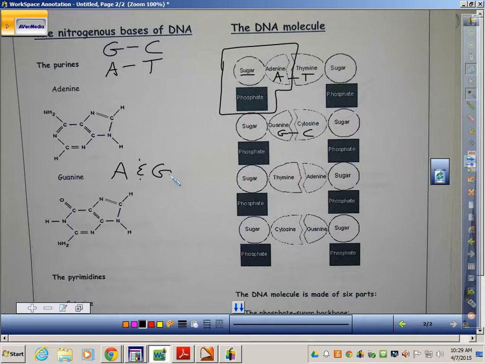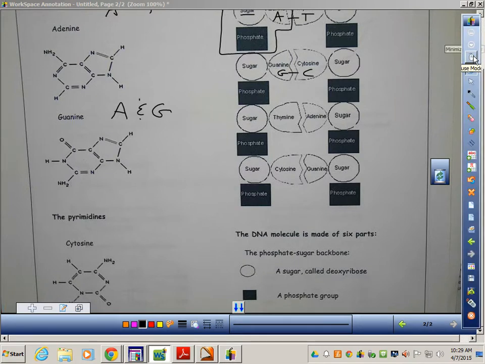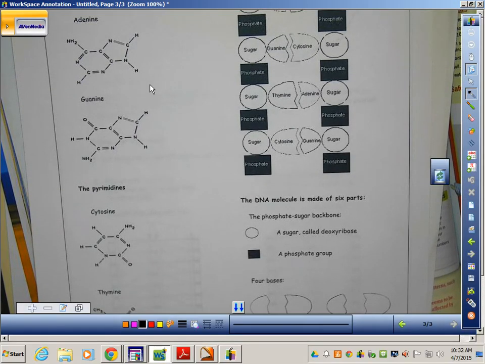And then, what? That's okay if you don't. Then you can just remember it. All right, that works too. And then the other ones are called pyrimidines. Pyrimidines are smaller. Oops, I got to move it up. So we understand that our two purines are A and G. And my 2 pyrimidines are C and T.